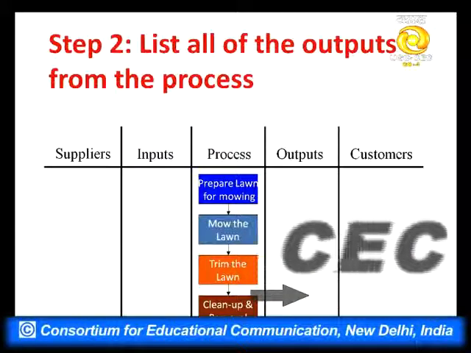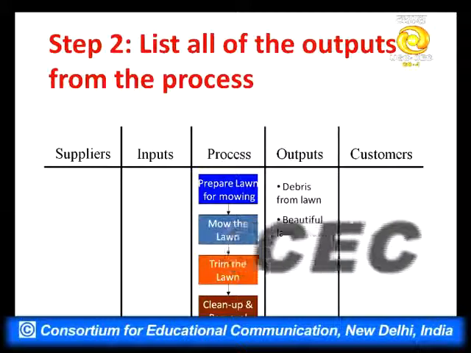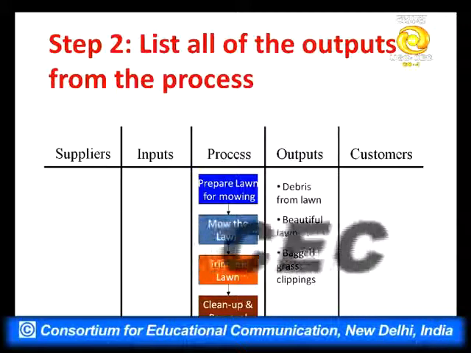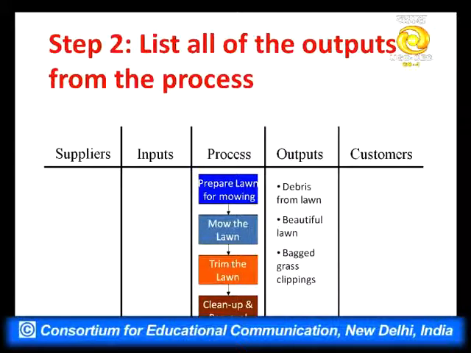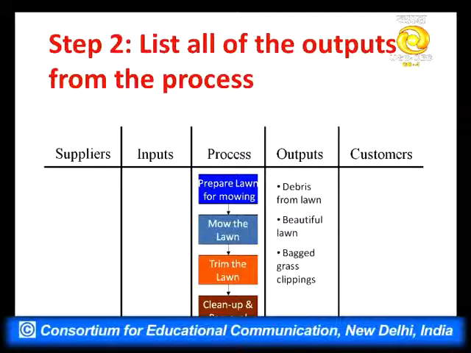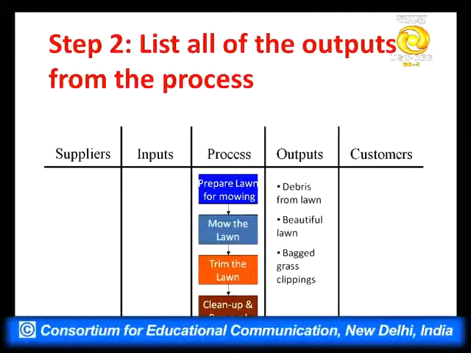Outputs, what sort of outputs do we get? We get debris from the lawn, a beautiful lawn, and bagged grass clippings. The first one, debris from the lawn, is whatever stones etc. are found during preparation of the lawn for mowing, which is collected separately. The result of mowing the lawn is a beautiful lawn, and we also have bagged grass clippings. Whatever cuttings are there from the grass will be collected in bags, and these are the outputs of the process of mowing the lawn.